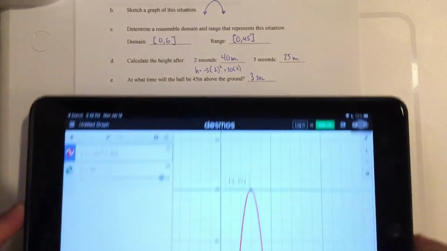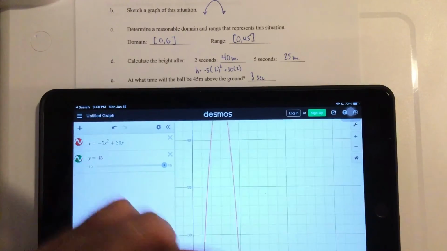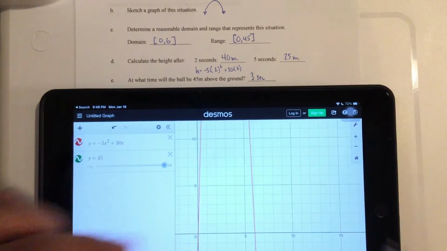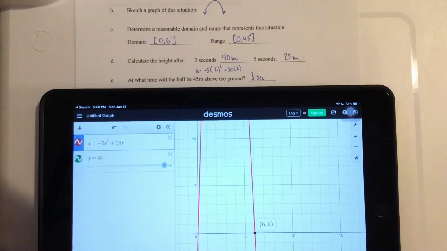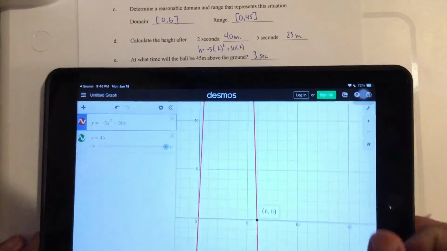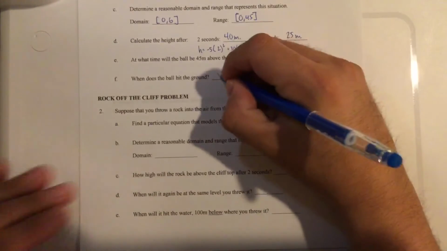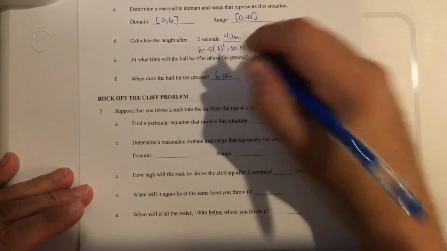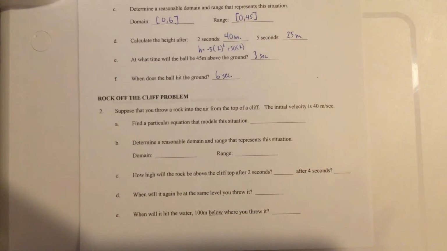When does the ball hit the ground? Well, once again, we just go over here down to 0, the x-axis, and we see it hits the ground at 6 seconds. It takes 6 seconds for the ball to hit the ground. So these problems here, you just put them in the calculator.